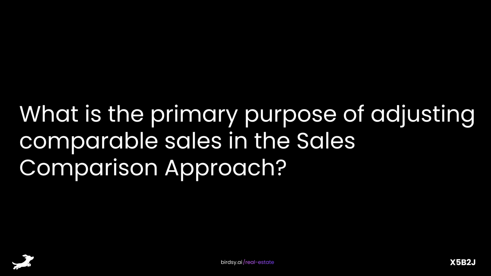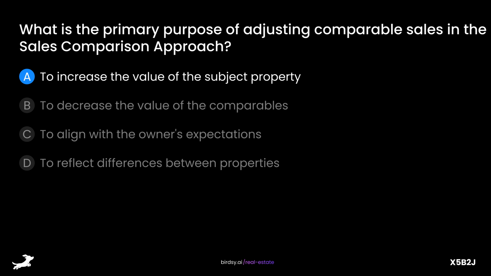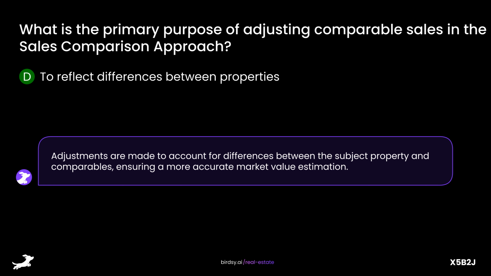What is the primary purpose of adjusting comparable sales in the sales comparison approach? Is it A, to increase the value of the subject property, B, to decrease the value of the comparables, C, to align with the owner's expectations, or D, to reflect differences between properties? The answer is D, to reflect differences between properties. Adjustments are made to account for differences between the subject property and comparables, ensuring a more accurate market value estimation.